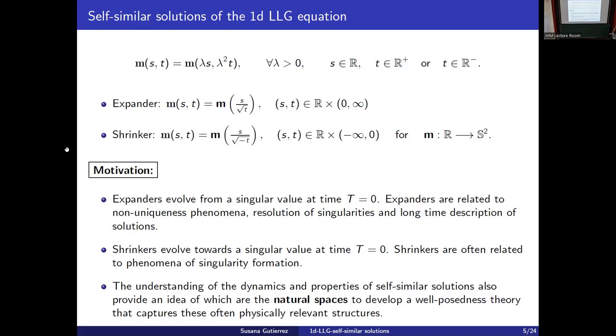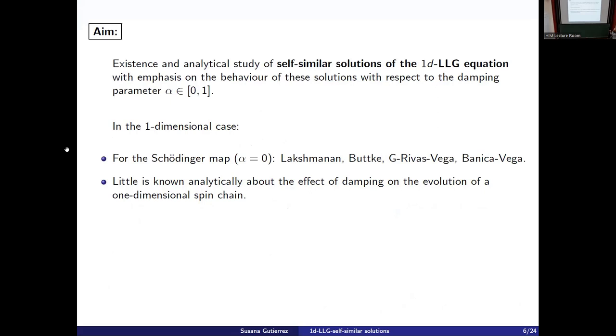So the aim of this talk is to prove existence and study the analytical behavior of these self-similar solutions, and how these solutions behave with respect to the damping parameter. In the one-dimensional case, that's the framework we have here. In the case of the Schrodinger map, these self-similar solutions at the level of ferromagnets were considered by these two authors, and later in the work of Vega, Banica, and Gutierrez. But in general, very little is known analytically about the effect the damping has on the evolution of the self-similar solutions. So we want to understand that.